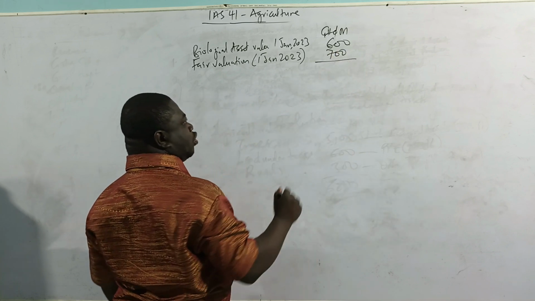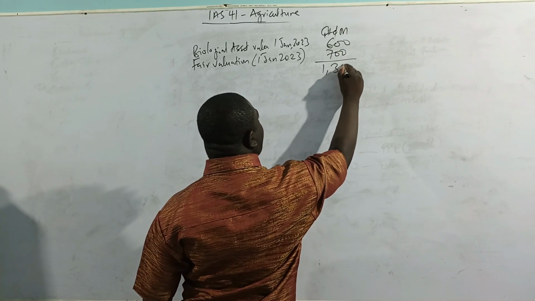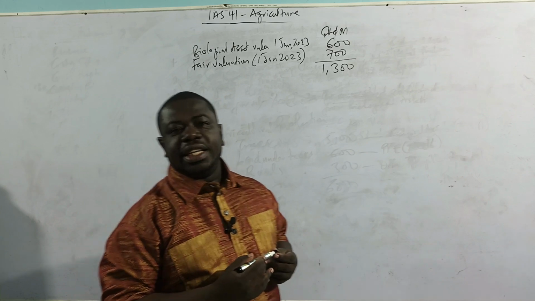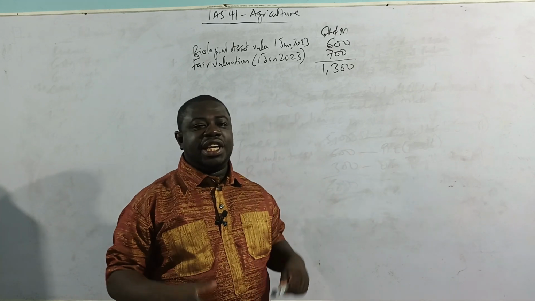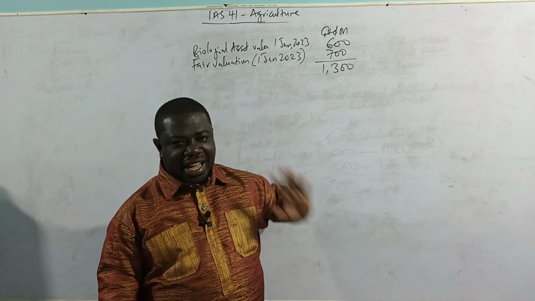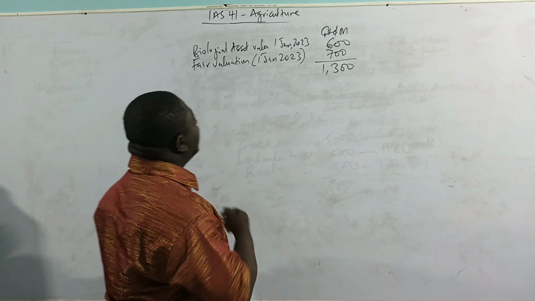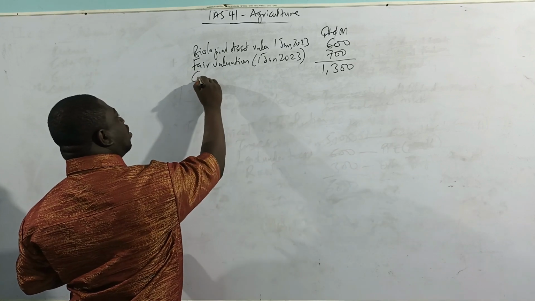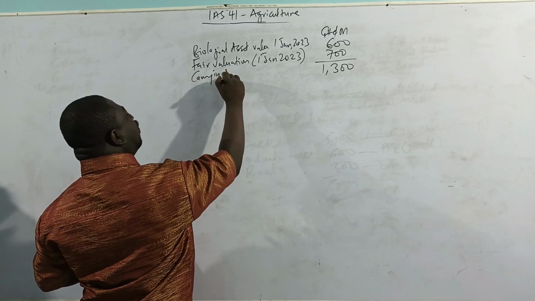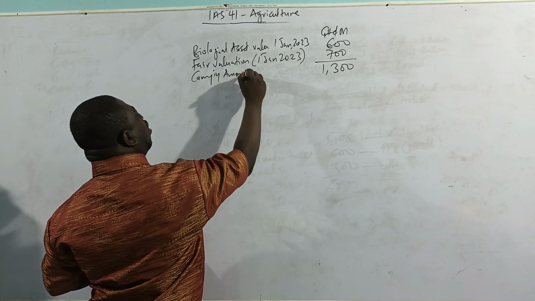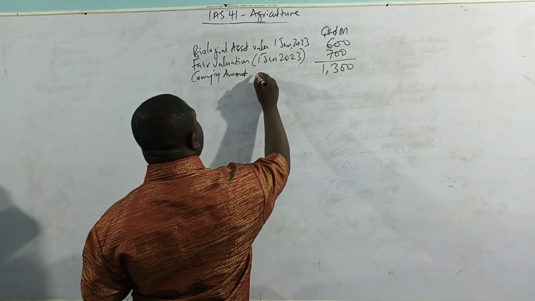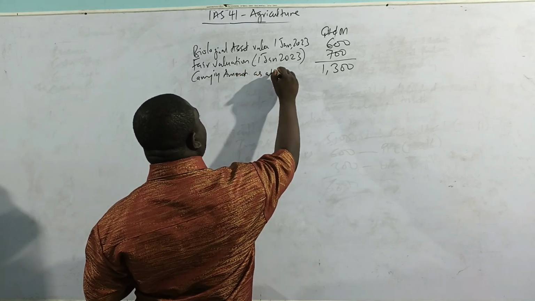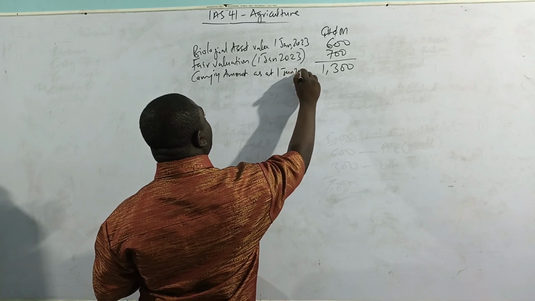So you add these two and you have 1,300 million. So that is the opening balance as at the beginning of the year for the biological assets. In other words, it is the carrying amount. So carrying value or carrying amount of the biological asset as at 1st January 2023.